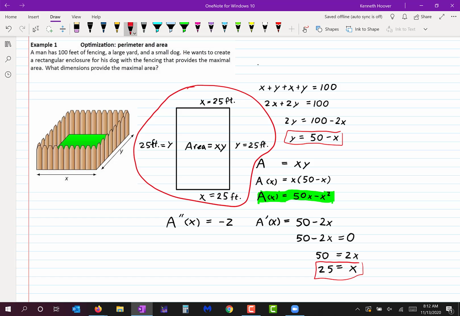Okay? Notice the question said, what dimensions provide the maximum area? And we just answered that question. If the question said, what is the maximal area? Then after finding out the shape, I would now calculate the area, which would be 25 times 25, which is 625 square feet. But I'm not going to do that because they didn't ask. They just said find the dimensions. Okay? Let's do the next question.